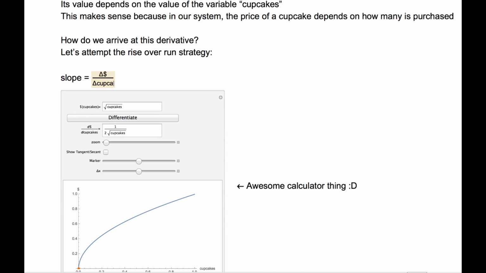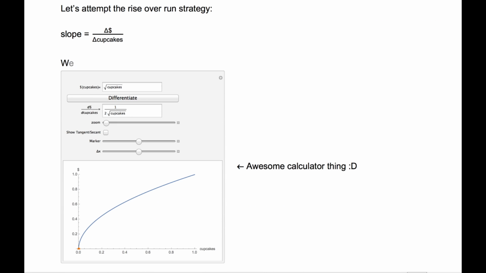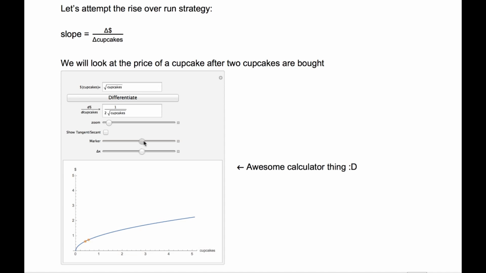So remember that slope is just the difference in the dollars over the difference in cupcakes. And let's look at the price of a cupcake after exactly 2 cupcakes are bought.